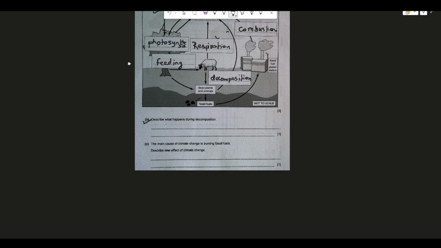So, B says, describe what happens during decomposition. So everybody knows during decomposition, the remains of the plants and the animals, the dead plants and the dead animals, they break down. And the breakdown of these dead living beings is happening in the decomposition process. And the product of this decomposition is carbon dioxide.